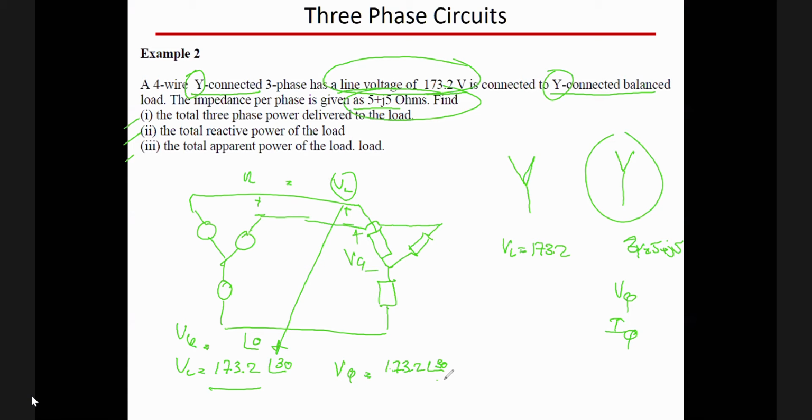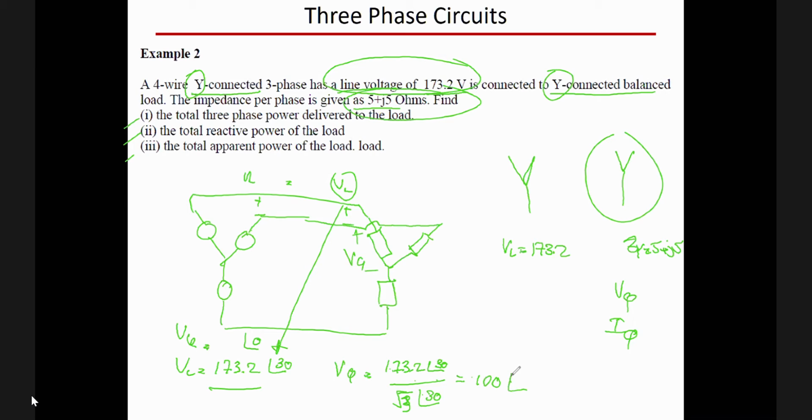Divided by square root of 3 and also 30 here. Is it clear? So what will be the number here? So 173.2 divided by square root of 3. This is 100 almost.